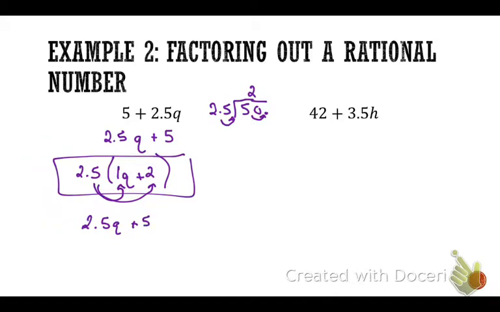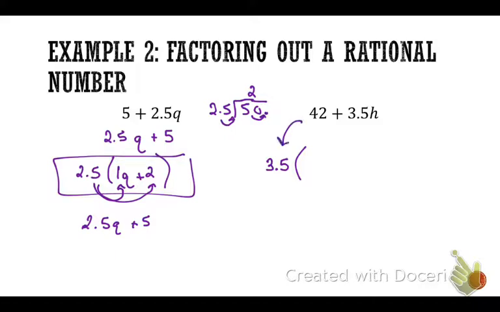All right, so what about 42 plus 3.5h? I want you to try to pull out your coefficient and then divide to see what's left inside. You can flip it around if you want, or you can leave it just how it is in that order. Mariana, what number did you pull out outside the parentheses? 3.5. All right, did you guys do that? Did you pull out 3.5? We'll just leave it in this order, okay?